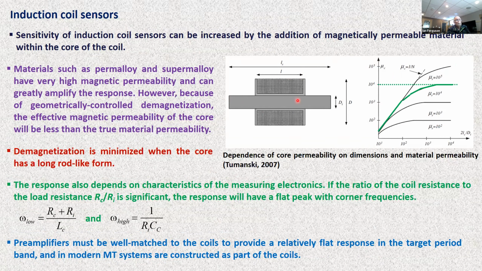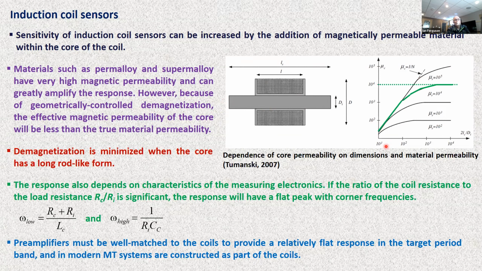And here we have a picture showing the windings going above and below the coil, and the magnetically permeable material shown here. And so various materials can greatly amplify the response. However, geometrically controlled demagnetization means that the net permeability of the coil is going to be less than the permeability of the material used. And that's shown on this figure here.